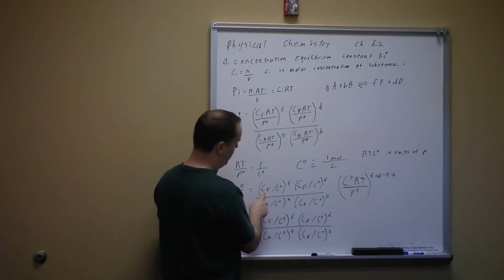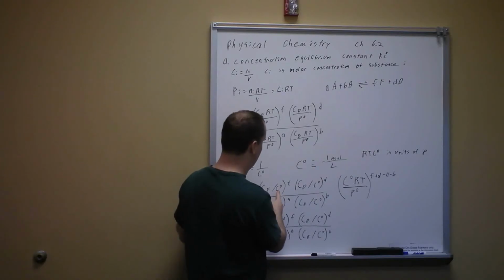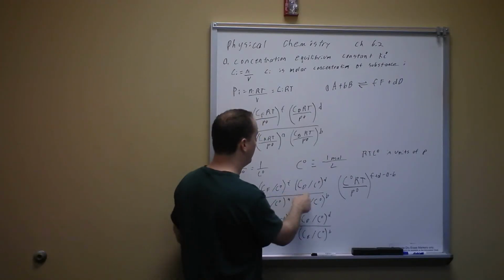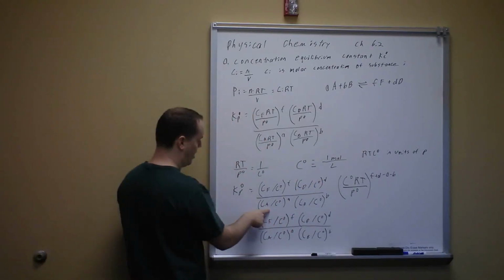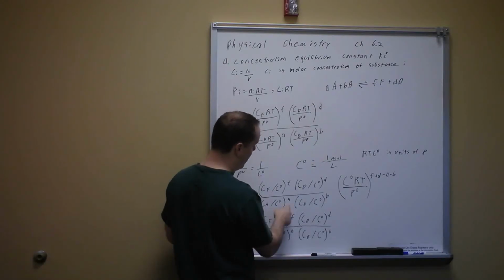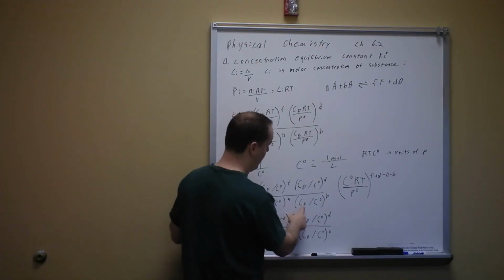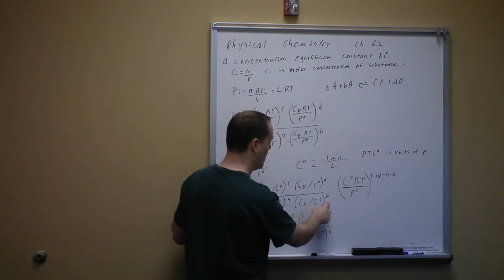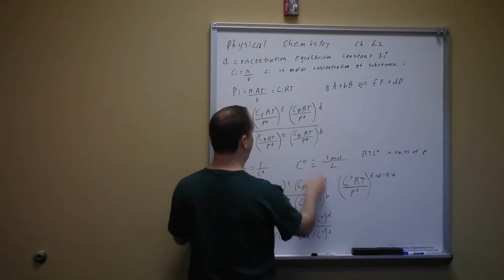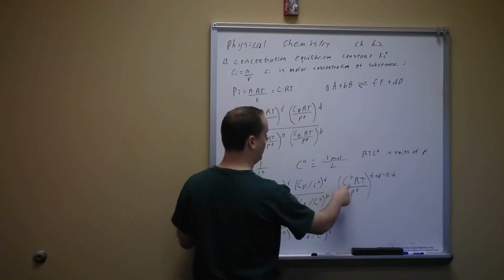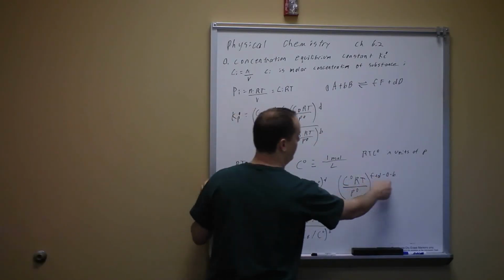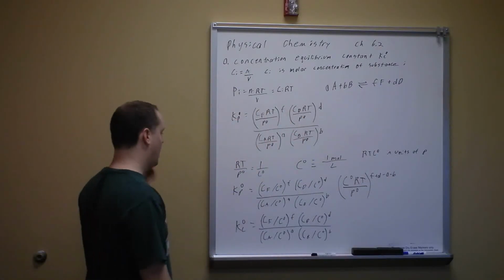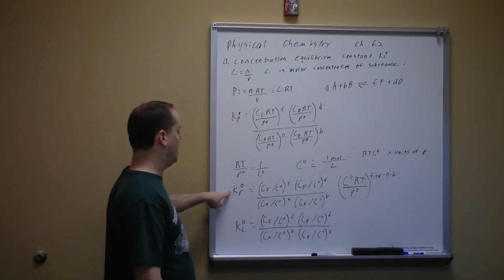So Kp naught is just going to be the concentration of F divided by the standard concentration to the F power times the concentration of D divided by the standard concentration to the D power, and all that divided by C of A divided by C naught to the A power times C of B divided by C naught to the B power. And we've pulled all that out from up here, so we just have C naught RT over P naught, and then you just add up all the exponents, positive for products, minus for reactants. That is if you were finding Kp.